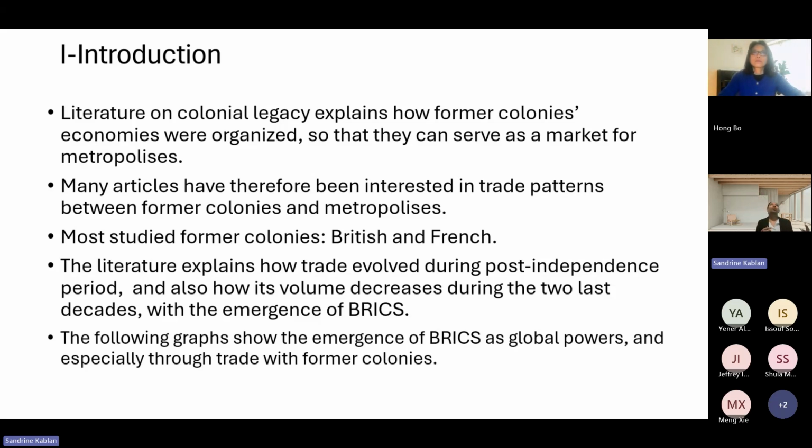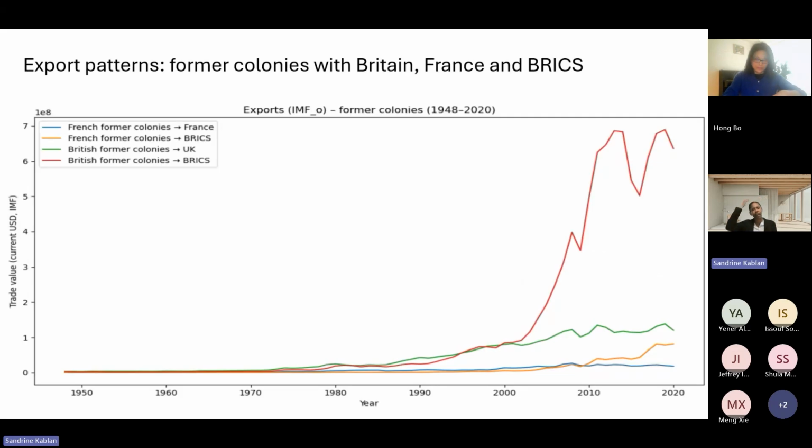And when we look at the literature, many papers have been written on former British and former French colonies, because these are the colonies where we find a lot of data and where the patterns seem to be more interesting to treat. So the literature explains how trade evolved during the post-independence period, and also how its volume decreased during the last two decades with the emergence of BRICS. So this is what we are going to see with these graphs.